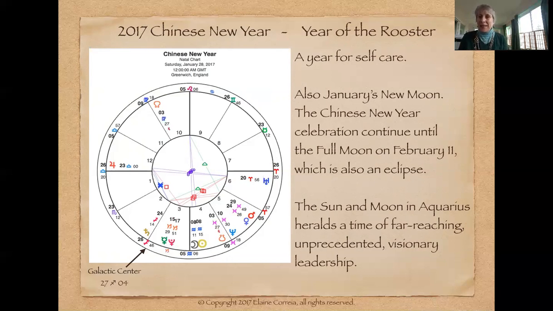So it's interesting because the Chinese New Year goes from the first full new moon after the winter solstice, which is January 28th, and the celebration goes to the full moon, which is on February 11th, which is also going to be an eclipse. So this is going to be an interesting Chinese New Year. So if you take a look at the chart, this new moon is in Aquarius at 8 degrees. So here we go again.